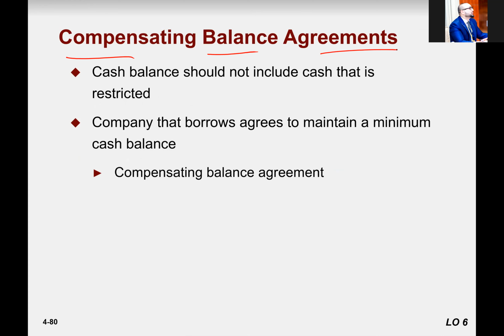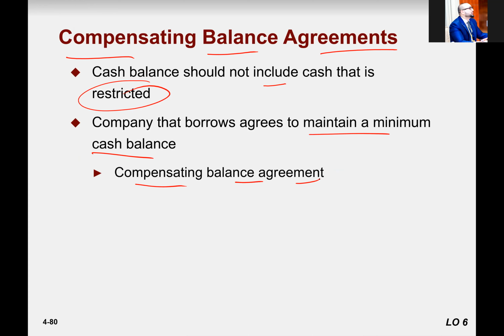Compensating balance agreement. What does it mean? It means cash balance should not include cash that is restricted. For example, a company that borrows agrees to maintain a minimum cash balance, which is the restricted cash balance. We call this compensating balance agreement.